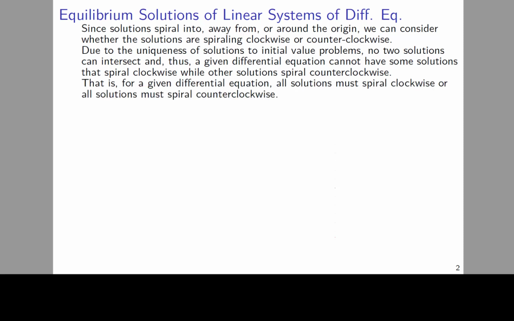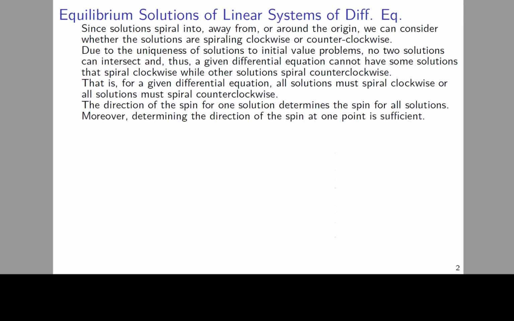In other words, for a given system of differential equations, either all solutions are spiraling clockwise or all solutions are spiraling counterclockwise. So the direction of the spin for one solution determines the spin for all solutions. And moreover, determining the direction of the spin at one point is sufficient to determine the direction of the spin of one solution, which then determines the direction of the spin for all solutions. So we can find how all solutions are spinning by looking at one point.